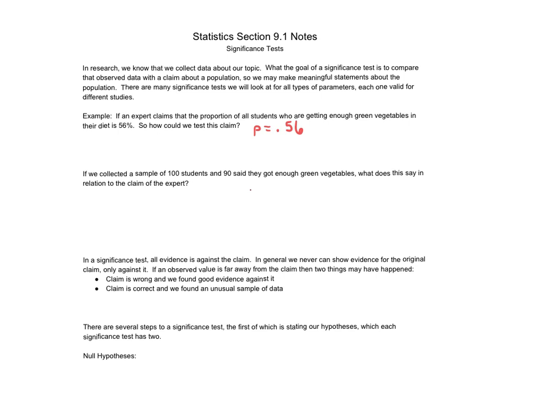Well, obviously I would want to collect some data and come up with a statistic. And then we can use that statistic to compare to what is being claimed. So let's say we do that. I collect a sample of 100 students, and 90 of those 100 say they do get enough green vegetables. So that is a sample, so that is p hat, and that's going to be 0.9.